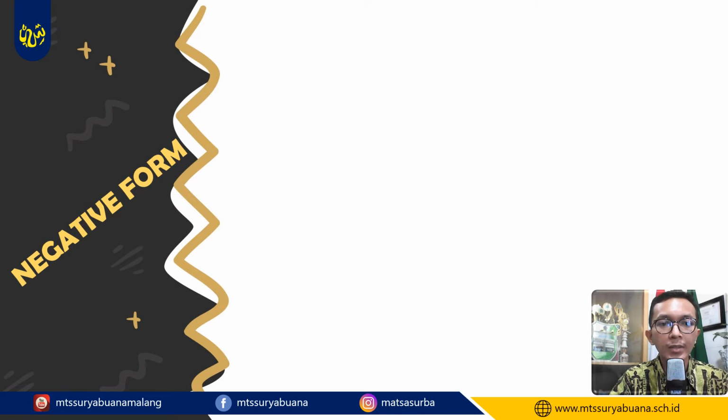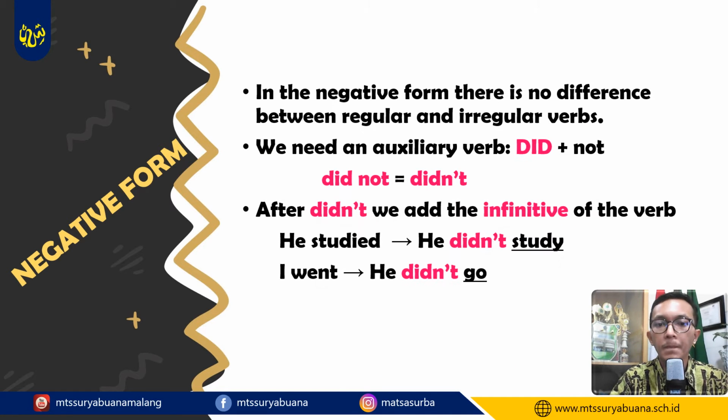Okay, the second type of sentence is the negative form. In the negative form, there is no difference between regular and irregular verbs. Why? Because in this type of sentence we use did not. Here we need the auxiliary verb did plus not. Because this is negative, don't forget to put not after did. Did not, or the short form, didn't.